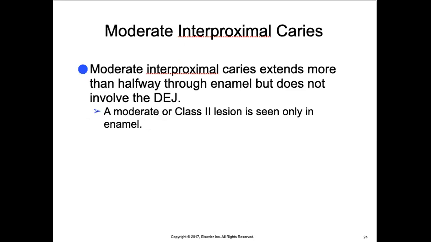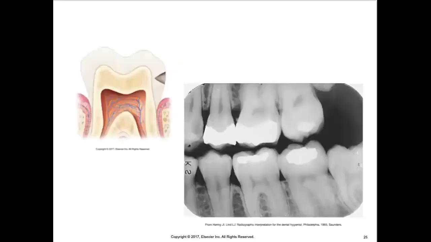Moderate interproximal caries is caries that extends more than halfway through the enamel, but does not involve the DEJ. So a moderate or class 2 lesion is seen only in enamel. Some doctors will debate that it's only moderate once it reaches the DEJ, but per the book, it's still in enamel. So a class 2 or moderate caries would go a little bit more than halfway through the enamel.